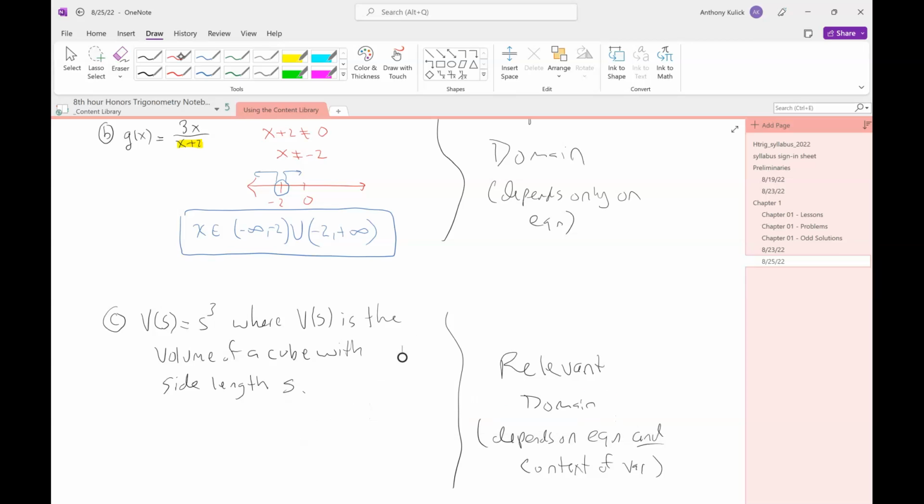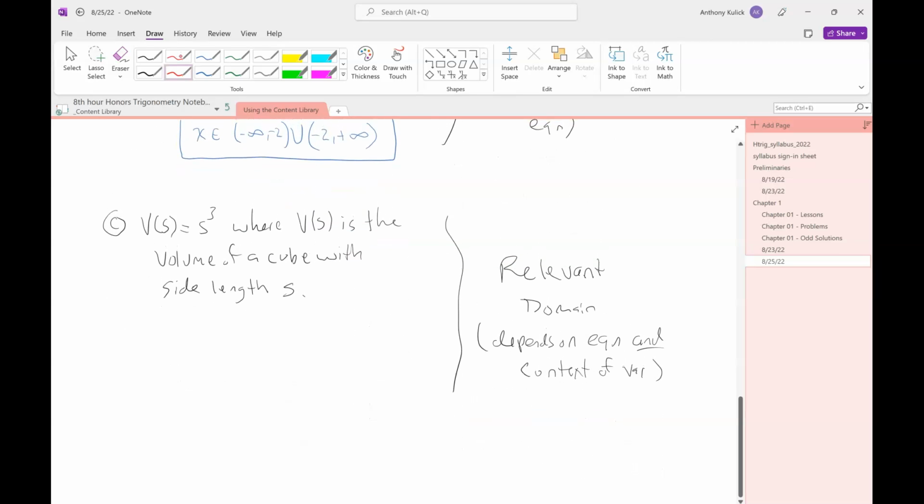So to do an implied domain, we're going to want to consider the equation part. So if I look at my equation, is there division? Are there radicals? Are there logs? So what does that mean?